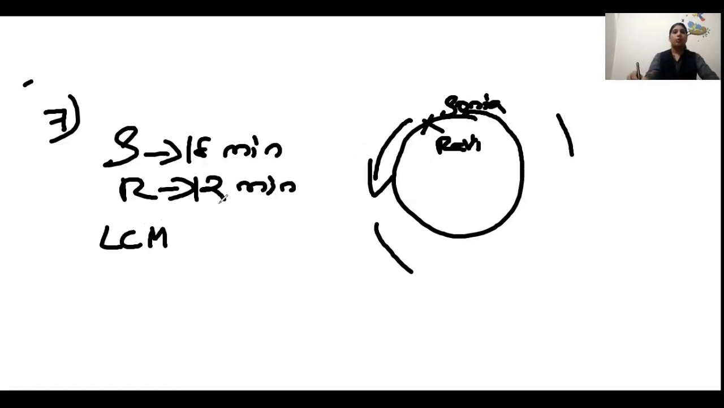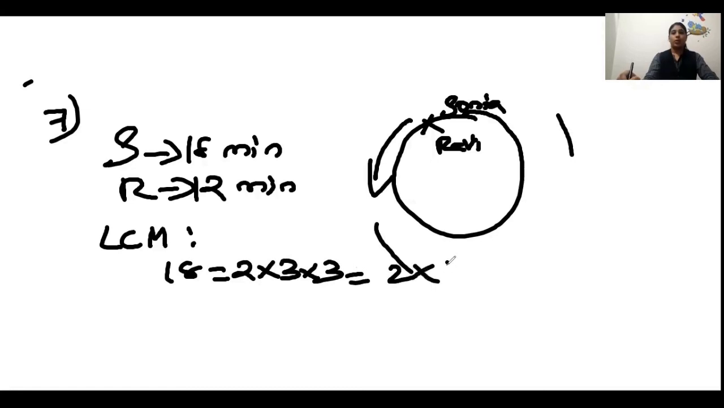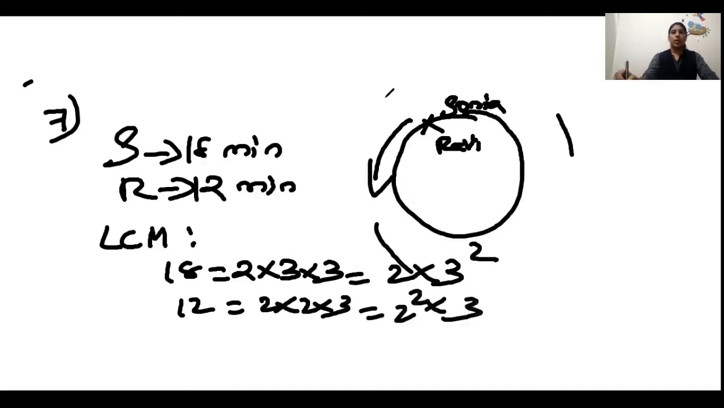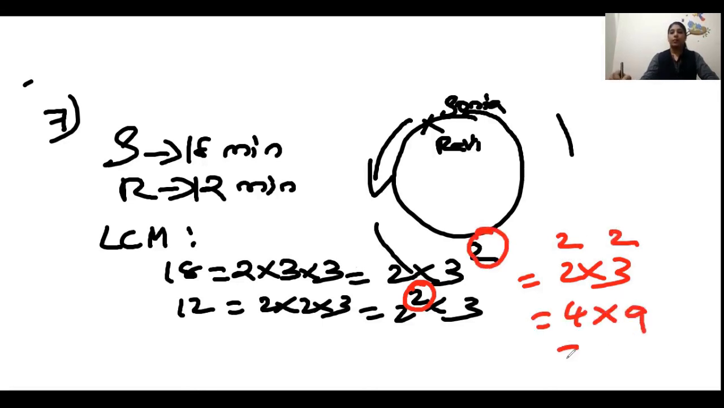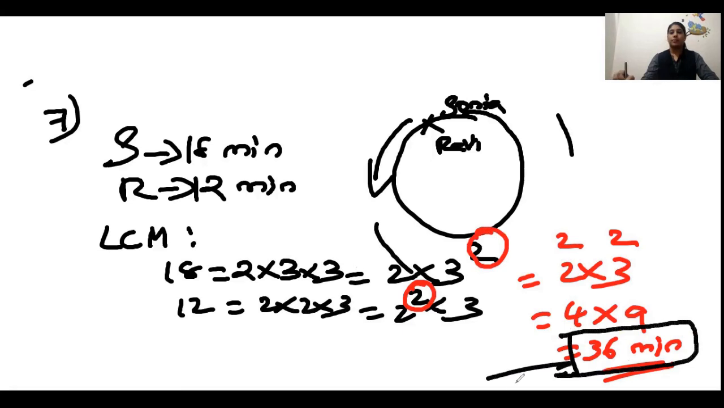So what is the LCM of 18 and 20? What are the factors of 18? You know, it is 2 into 3 into 3, that is 2 into 3 square. What are the factors of 20? It is 2 into 2 into 5, that is 2 square into 5. So for the LCM, which numbers are here? 2, 3 and 5. Take the highest power of each: 2 square, 3 square and 5, that is 4 into 9 into 5. 4 nines are 36, and 36 into 5 is 180. So at 180 minutes they are going to meet together.